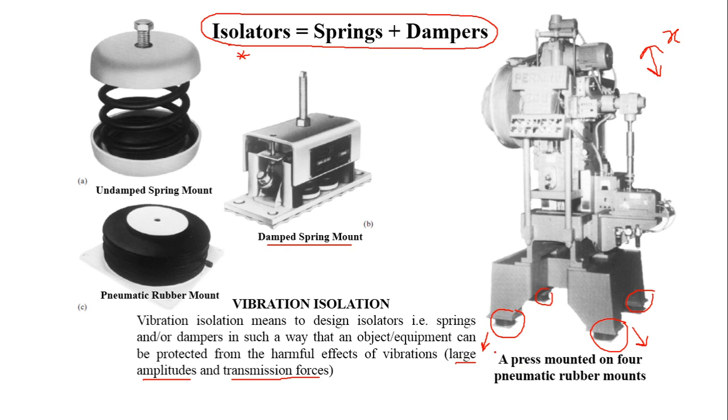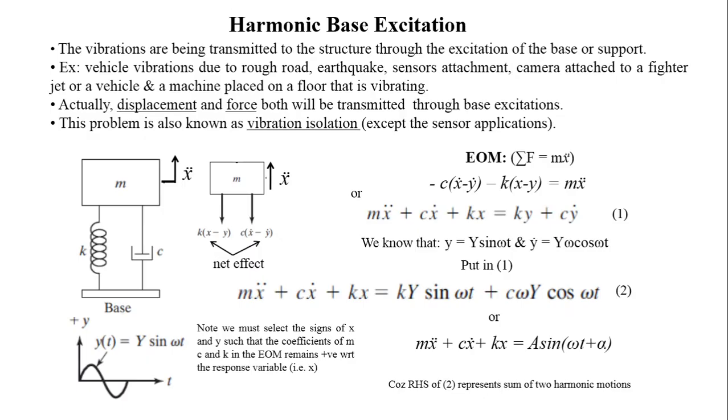The other way around, the other story could be that if the nearby machines are vibrating vigorously and they are transmitting vibration to the foundation of this machine, and from the foundation the vibrations can enter into this equipment and cause some hazards. So you have to protect both ways.